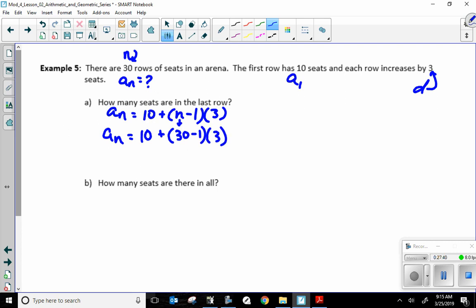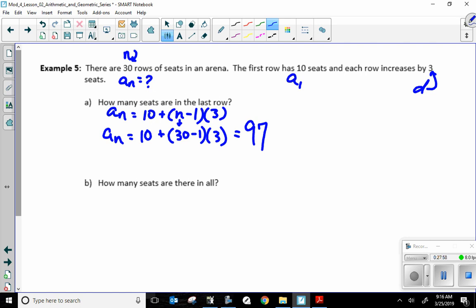If I do that math correctly, it's 29 times 3, it's 87. I should end up with 97. So there are 97 seats in the last row.